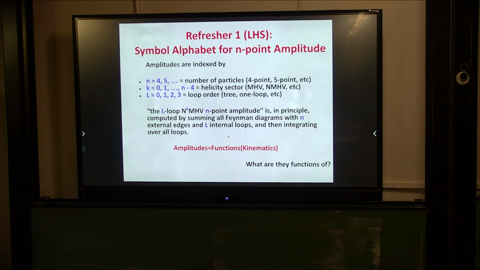It's very important that in my talk, like many other talks, we're not talking about the integrand, we're talking about the final integral. The Amplituhedron describes the integrand, but this is what you do after you integrate. Okay, so the simplest way to explain this is: what are the amplitudes?